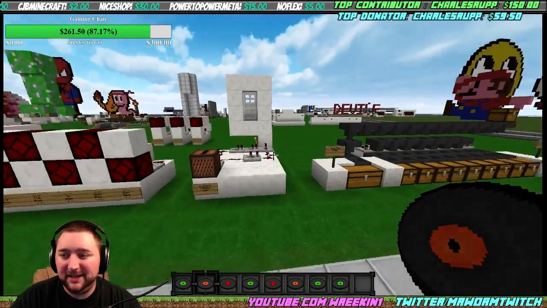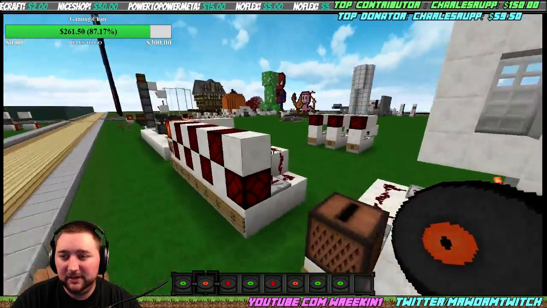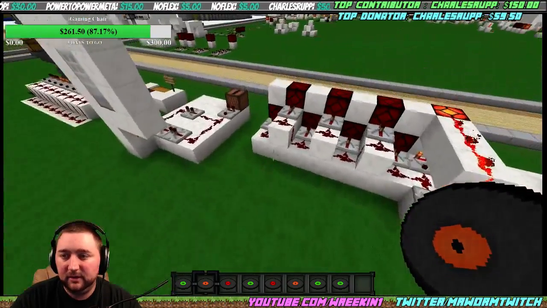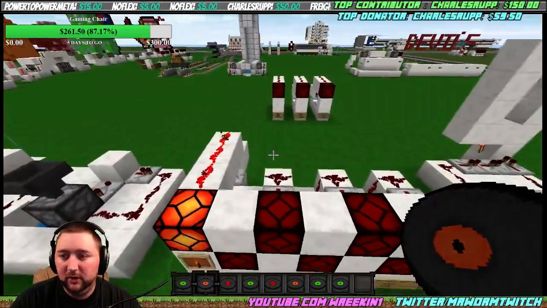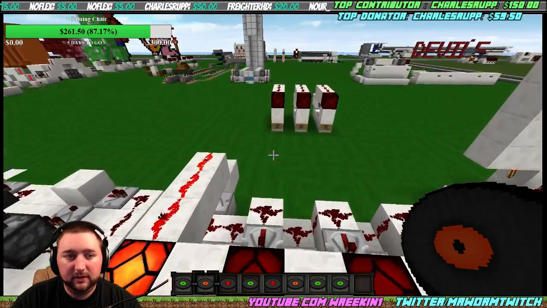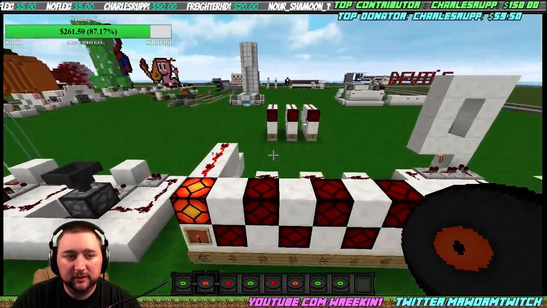Worm, you're being a mad scientist again. I can't help it. I can't help it. I really do want to get back to actually completing this lock, though, because I already know where everything's gonna go. So like you said before, you can use repeater locks for a T flip-flop.